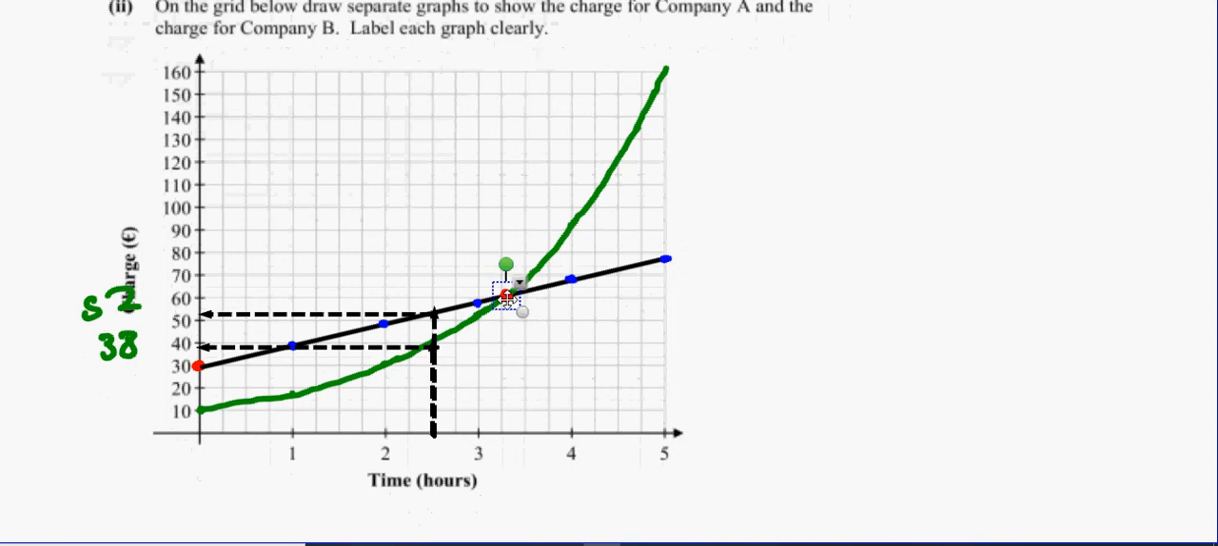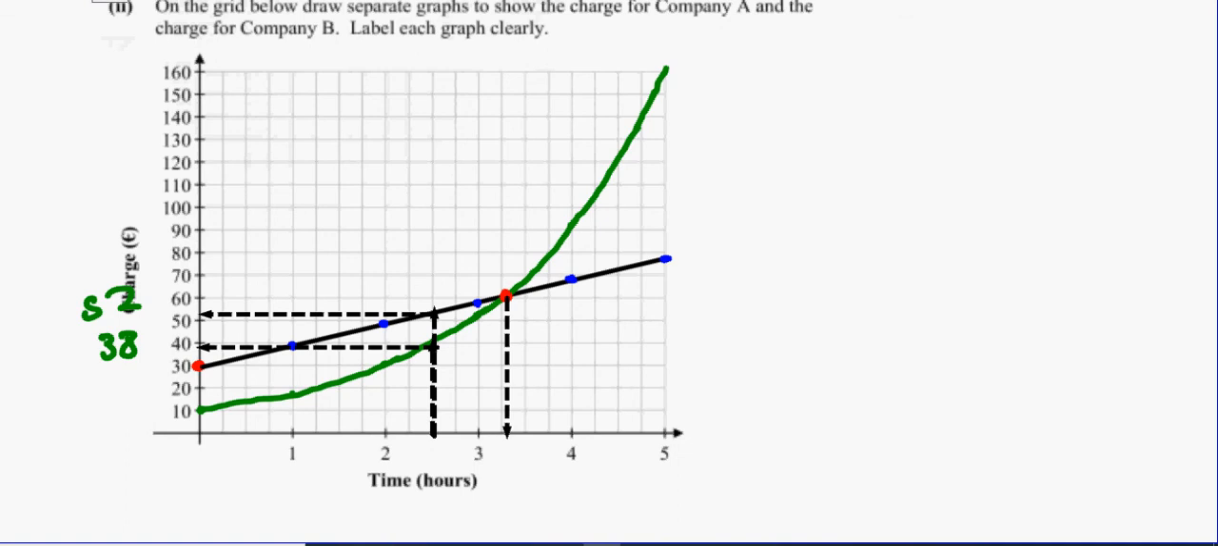3.25 or just over 3.25? See, there's 4 blocks: 3.25, 3.5, 3.75, 4. So it's just above 3.25. So you might say 3.3 or 3.25. Is that okay?